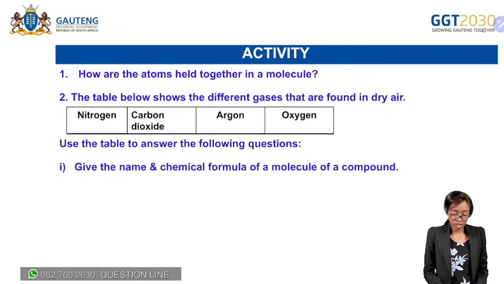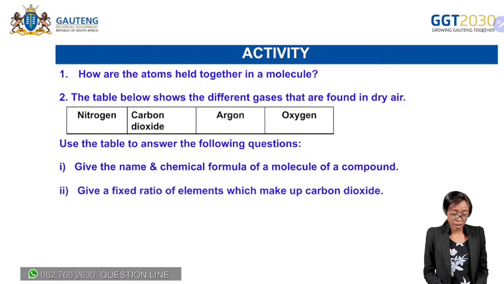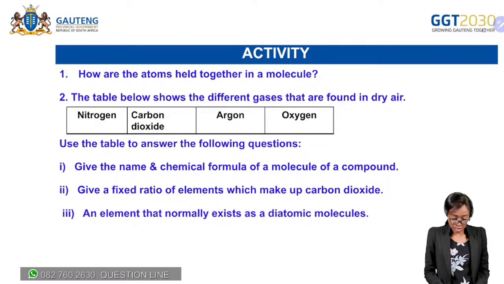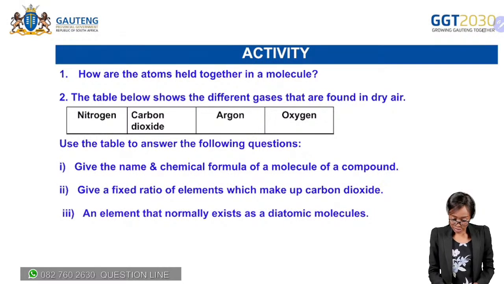The first question is, give the name and chemical formula of a molecule of a compound from this table. Give a fixed ratio of elements which make up carbon dioxide. And the third one is give an element that normally exists as diatomic molecules. I'm going to give you 4 minutes to complete this activity, and then we'll look at the solutions together.